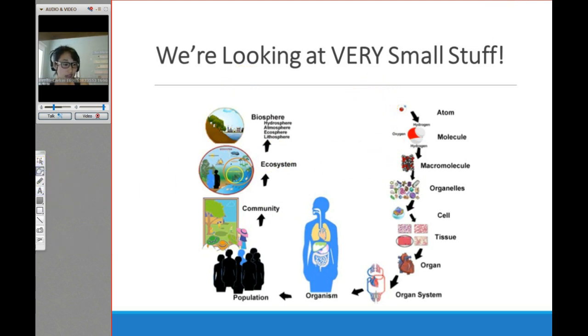All right, so again, we're going to be looking at stuff that's really, really tiny. So how many of you have had biology before? Tell me in the chat box. Right, awesome. So yeah, in biology, we talk about organisms, we talk about their organs, we talk about cells, but really we're getting even smaller than that. We're getting to the teeny, teeny, tiny stuff. So this stuff all here, this is chemistry. My favorite stuff.